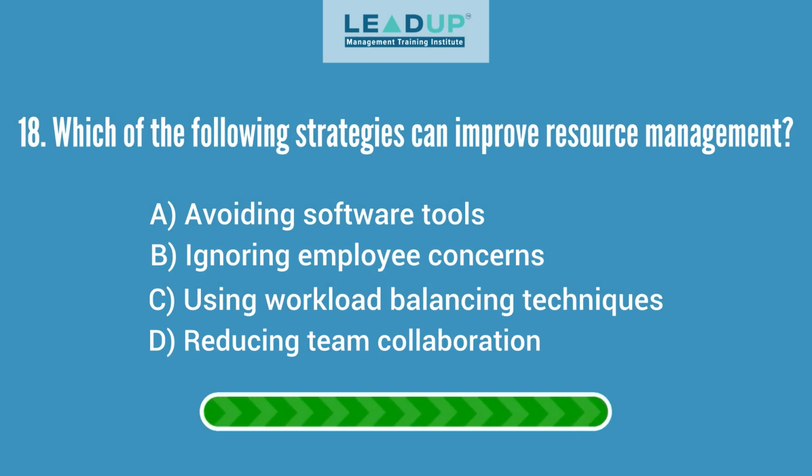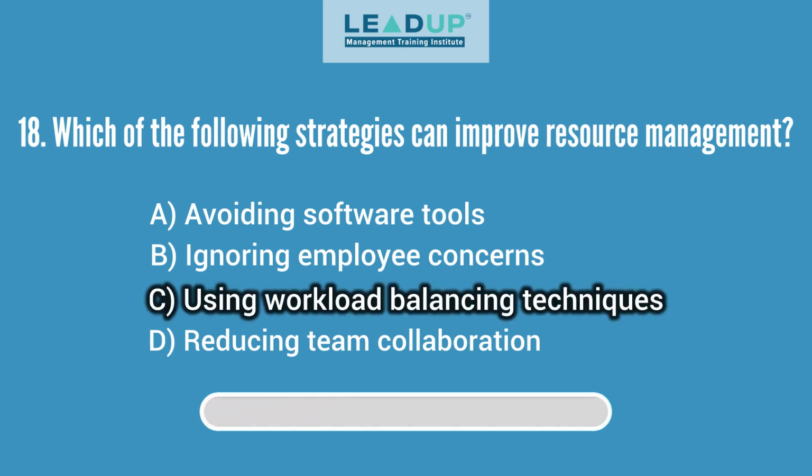Question 18. Which of the following strategies can improve resource management? A. Avoiding software tools, B. Ignoring employee concerns, C. Using workload balancing techniques, and D. Reducing team collaboration. The answer is using workload balancing techniques.